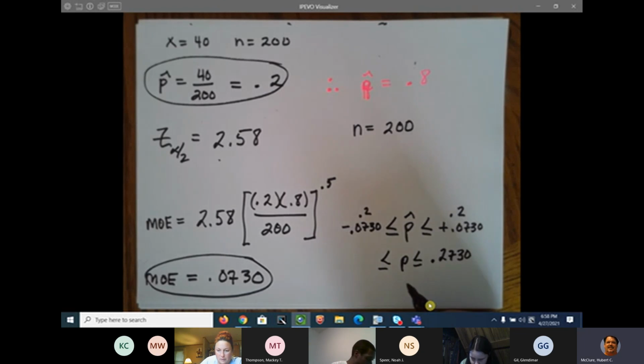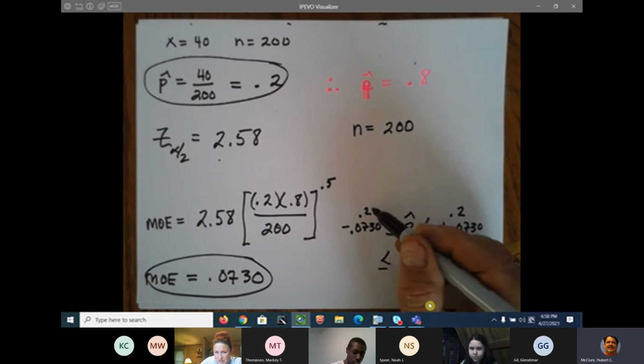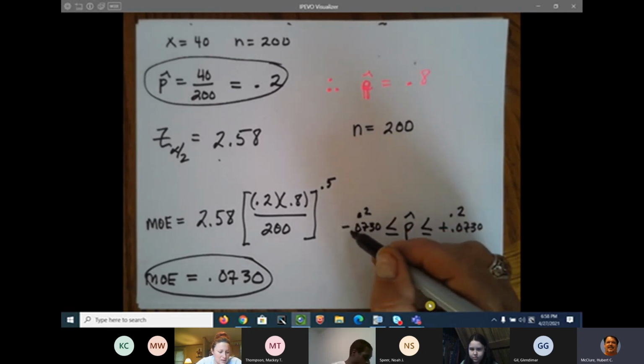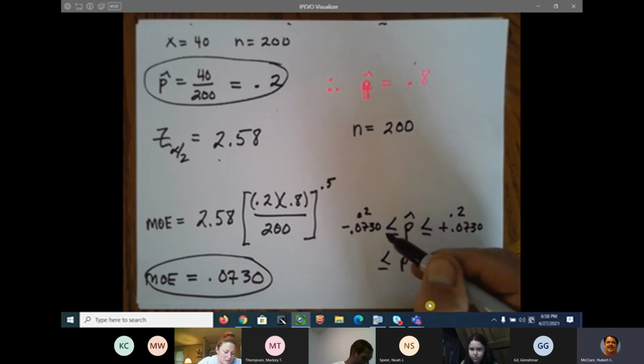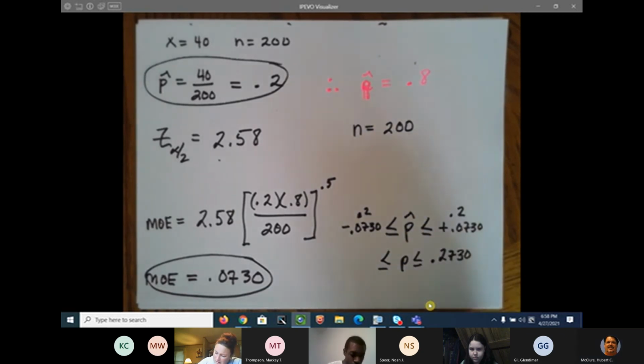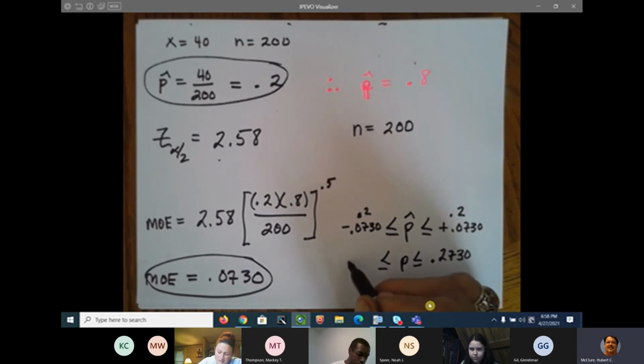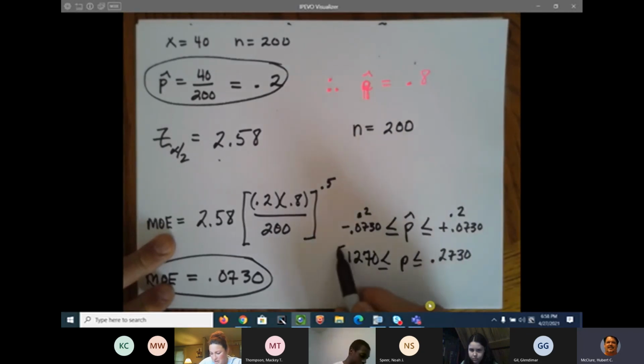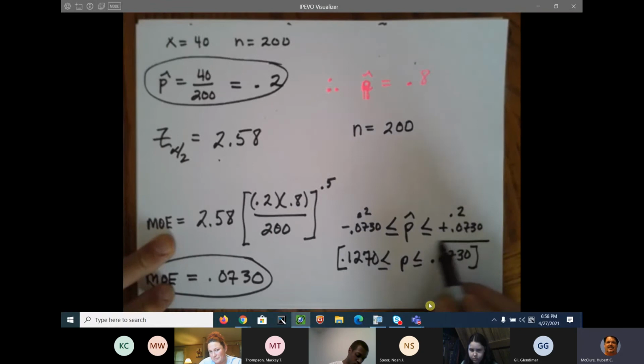Negative 1.5083? It's not going to be negative. It's 0.2 minus 0.0730. 0.127. And there is your confidence interval.